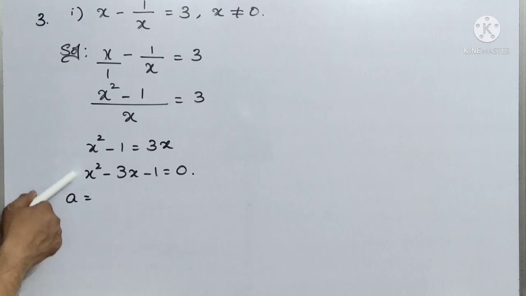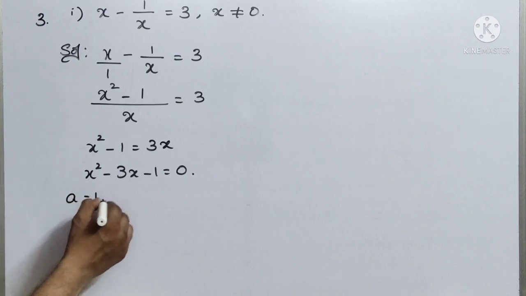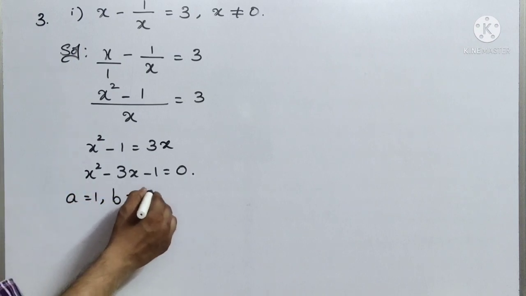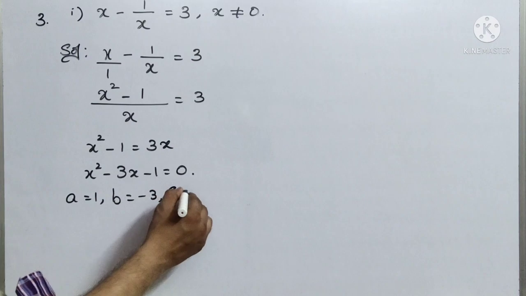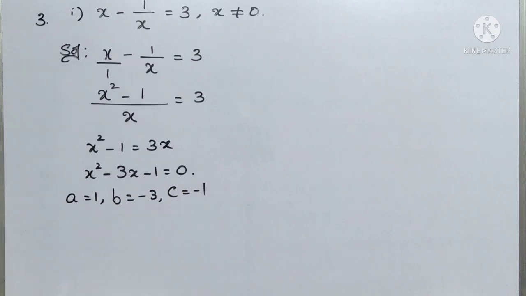What is the coefficient of x square? Nothing is there, means 1. Now b equals to minus 3. C equals to minus 1. Okay. Now what is the quadratic formula, children? Quadratic formula is x equals to minus b plus or minus root of b square minus 4ac by 2a.